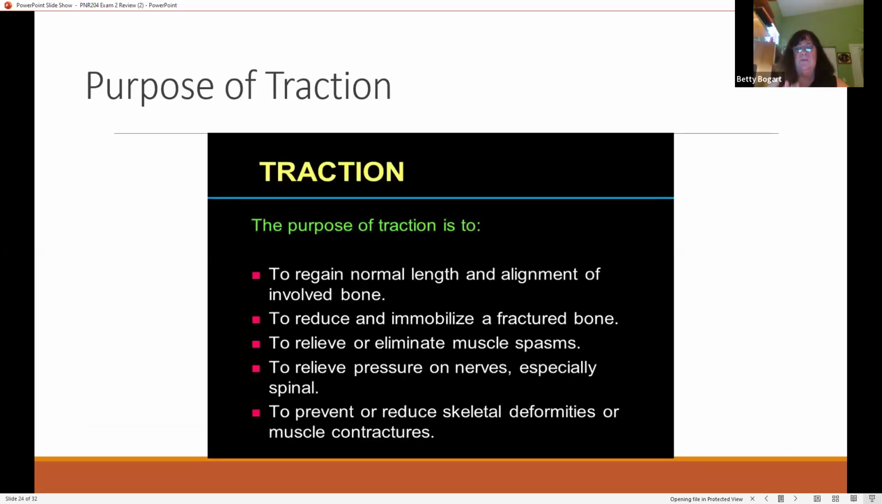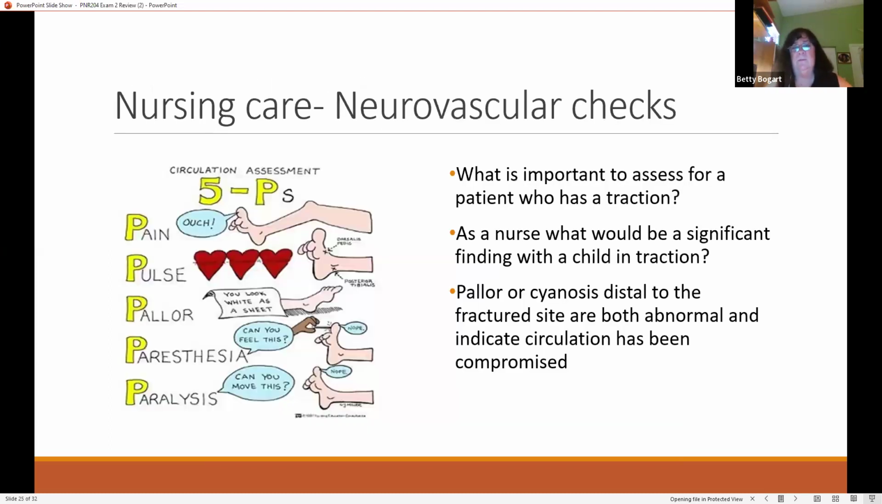So what is traction used for? Well, we want to keep those bones end to end so we have one leg not shorter or longer than the other. It also reduces and immobilizes it because those bones are full of little tiny sharp areas that get into nerves and the muscles, and it really, really hurts. So it decreases them, and also it prevents those deformities and it helps all those muscle spasms.